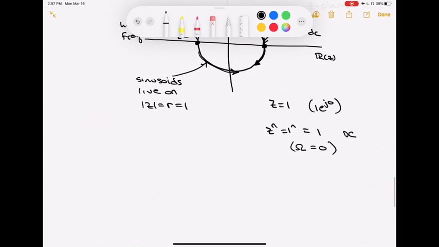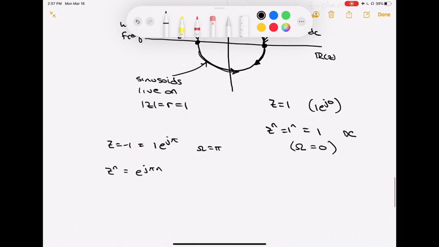Let's first take a look at z equaling -1. If I put that into polar form, that's 1 e to the j pi. So here we're talking about a digital frequency omega equaling pi. If I have my z to the n now, that's going to be e to the j pi n. Break that up using Euler's: I'm going to have cosine pi n plus j sine pi n. Sine pi n is always 0, so we don't have to worry about that term, and we end up just with cosine pi n.